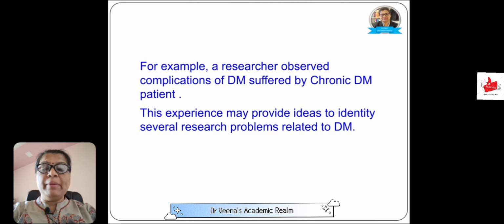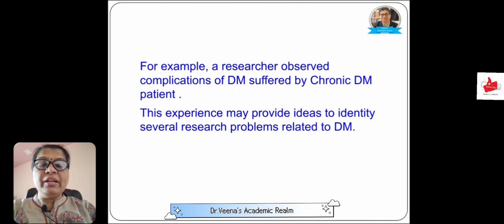A simple example is diabetes mellitus. You observe that diabetic patients are admitted in the medical ward, female medical and male medical ward, in the hospital, and they are admitted with some complications. Once the patient is suffering from some complication, you identify this is the area where I can work, I can find the solution for this problem.